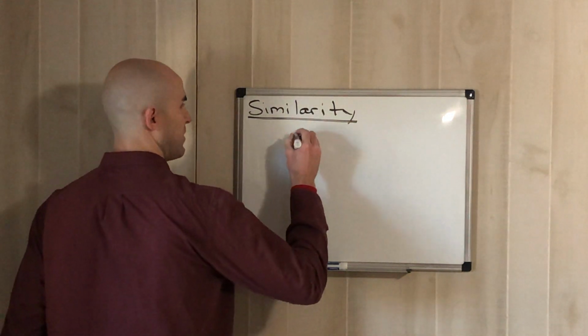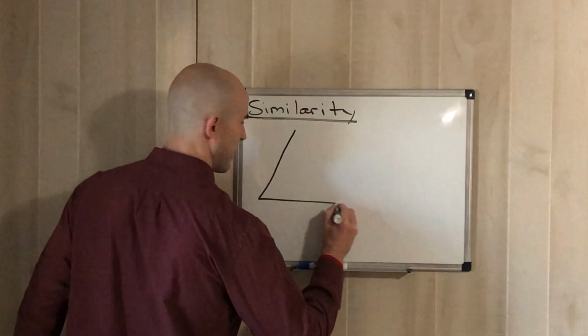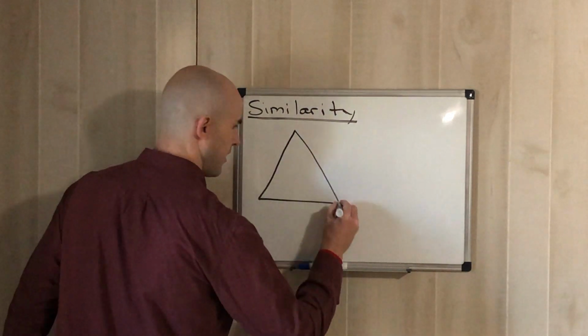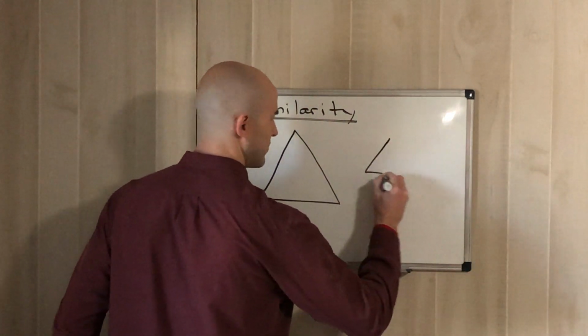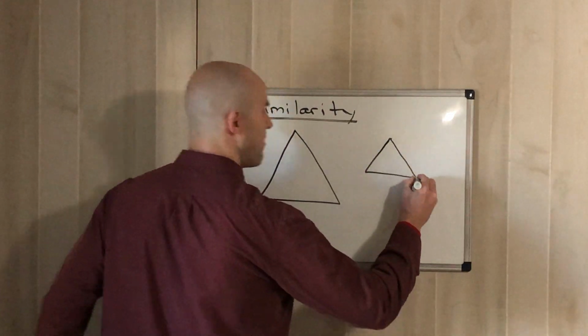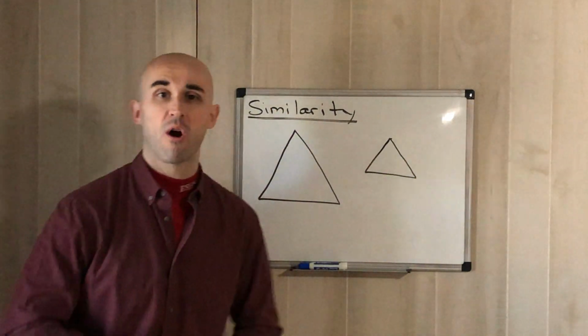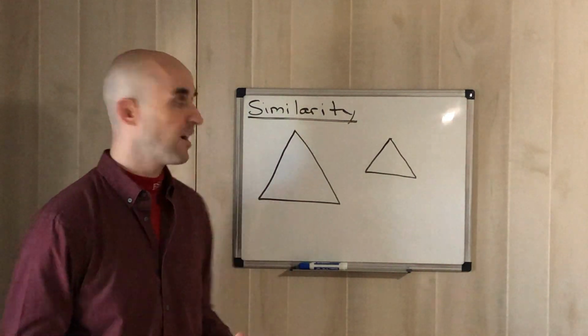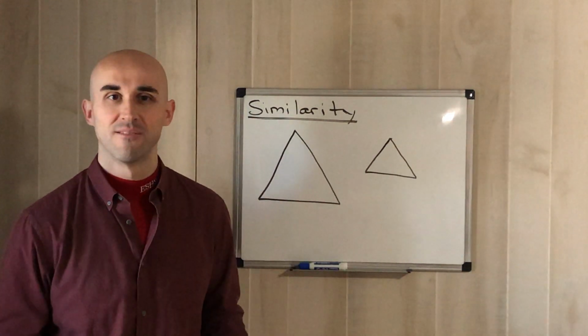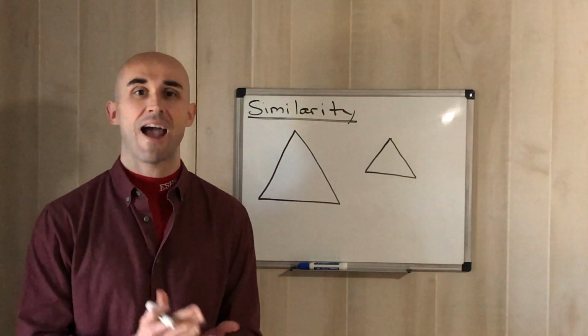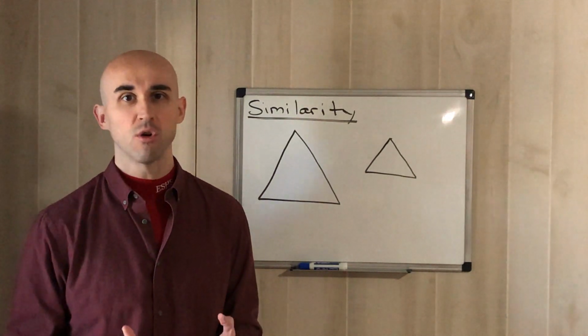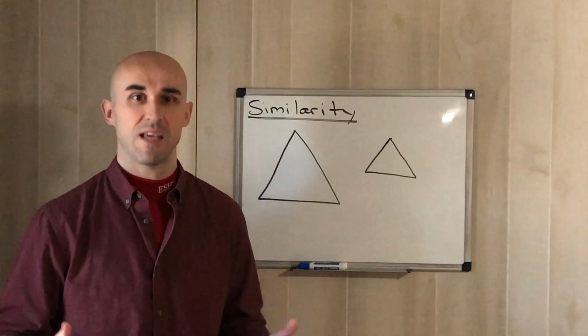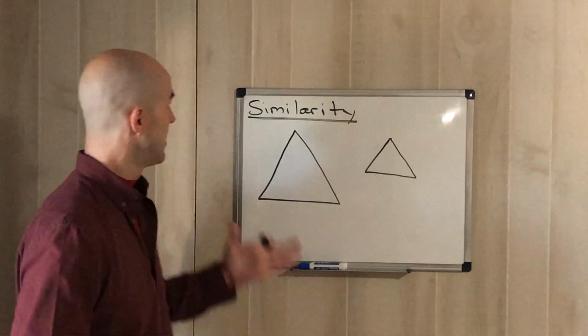Similarity is something that's a little bit different, and some of you may already know it just based on the word similar, right? Let's say we have two triangles, like this. Automatically, we know that these two triangles are not congruent, right? The way that we know is because one's bigger than the other. Congruent means that it's exactly the same. So if something's congruent, they have to be exactly the same everything, same shape, same size.